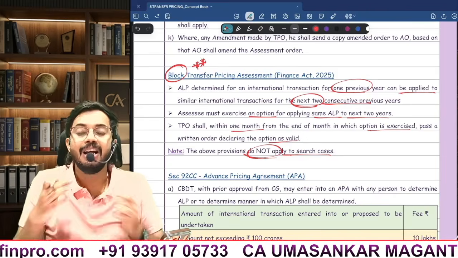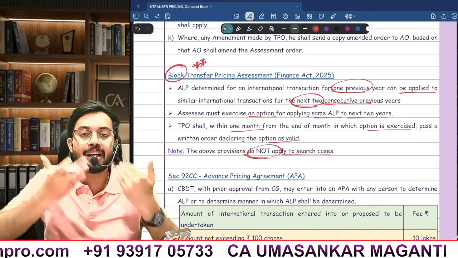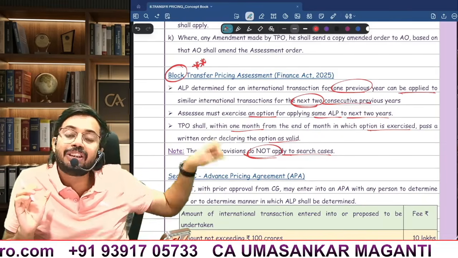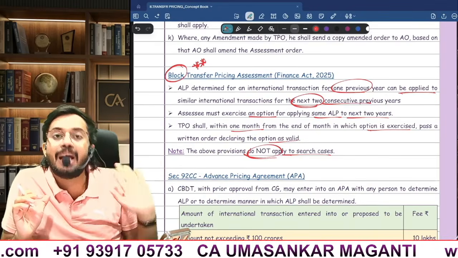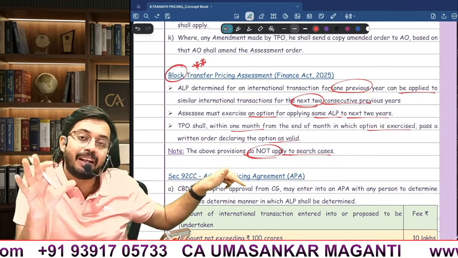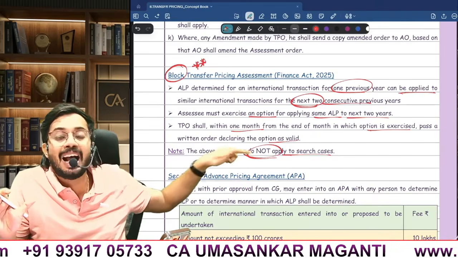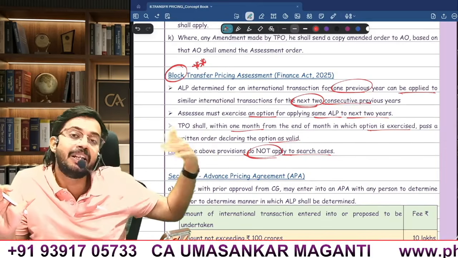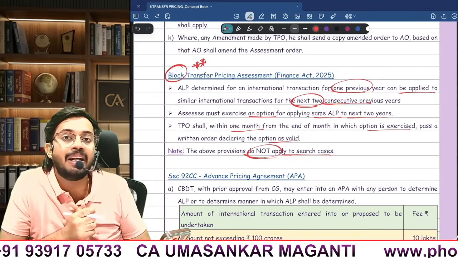What do you mean by this? In the current year I applied for block transfer pricing assessment. In the current year the transfer pricing officer came to our office. He calculated arm's length price. Next year there is a raid in my office, and because of that raid, assessment is happening. Now the transfer pricing officer came. I cannot object to him. I cannot ask for block transfer pricing assessment. Next year, as a raid is conducted, block transfer pricing assessment will not apply. Next year the transfer pricing officer can calculate arm's length price again.